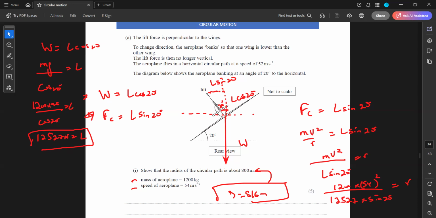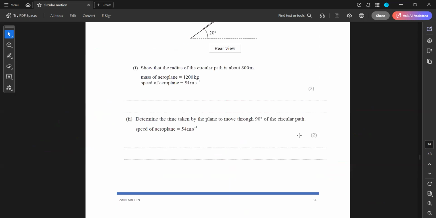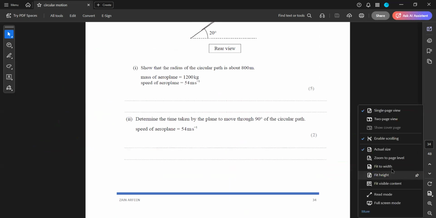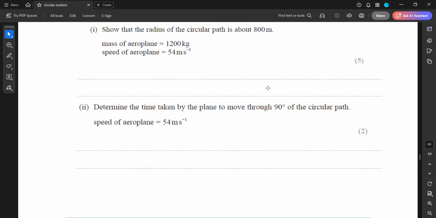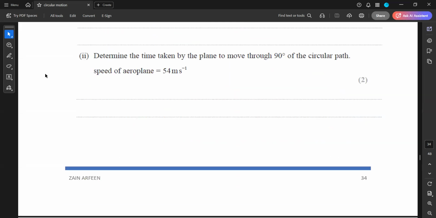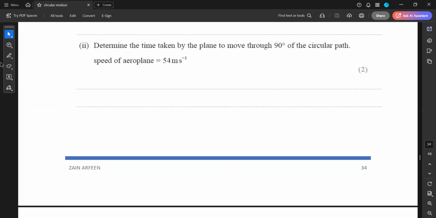Okay, then moving on to the next part of the question. Determine the time taken by the plane to move 90 degrees of the circular path. 90 degrees of a circular path means a quarter of the time period, because one revolution is 360 degrees. When the plane is at this point, the change in angle is 90, so we need the time to move a quarter of the circular path.